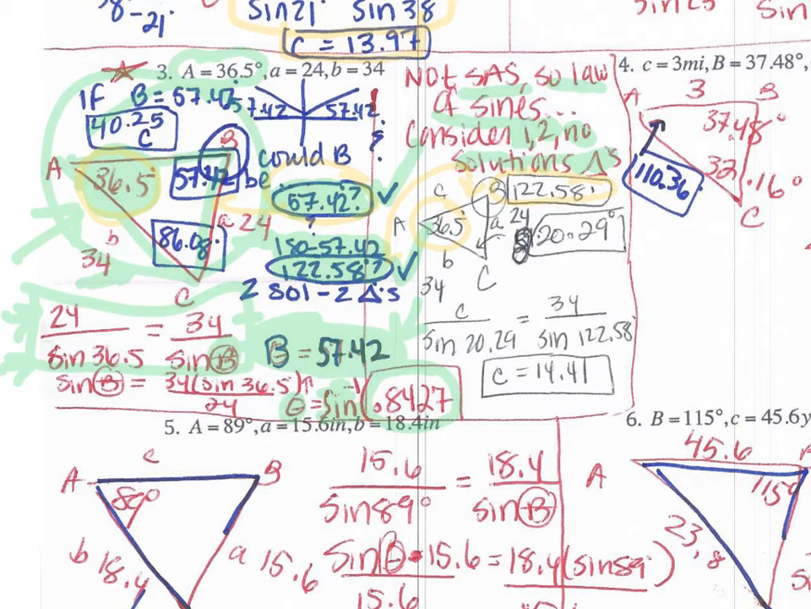Therefore, the third angle, angle C, is going to be different for the two triangles. For one, it will be 20.29, because 180 minus 36.5 minus 122.58 equals 20.29. And then C for the other triangle is 86.08, because 180 minus 36.5 minus 57.42 is equal to 86.08. So now we have two different triangles. Only one angle is the same and the other two are different. Once you get that far, the rest is pretty self-explanatory. You're just doing two different problems.